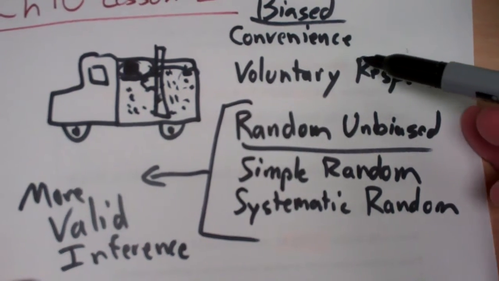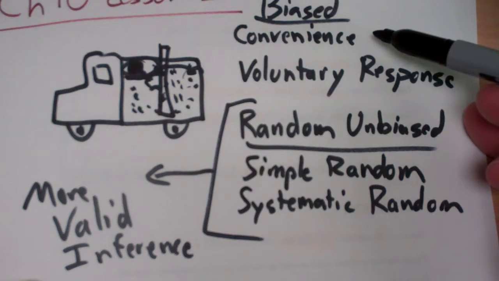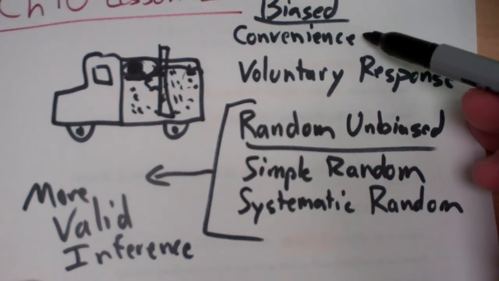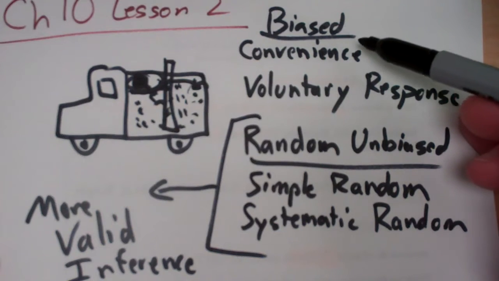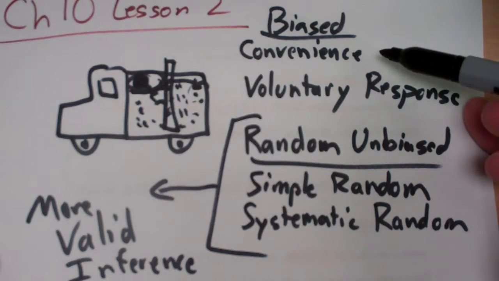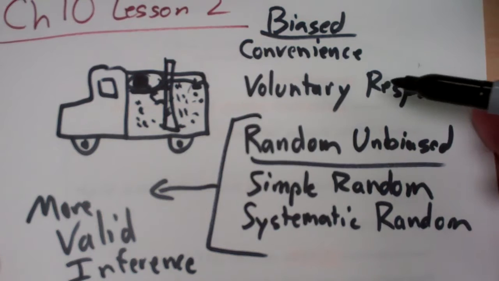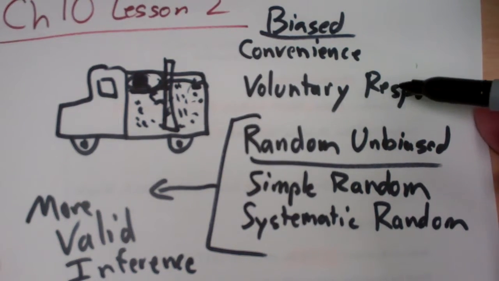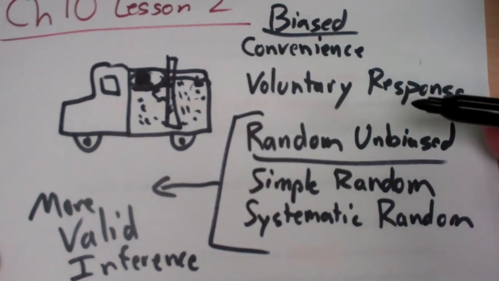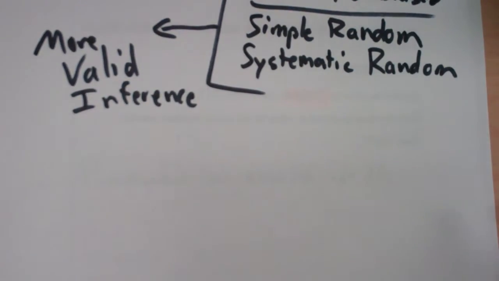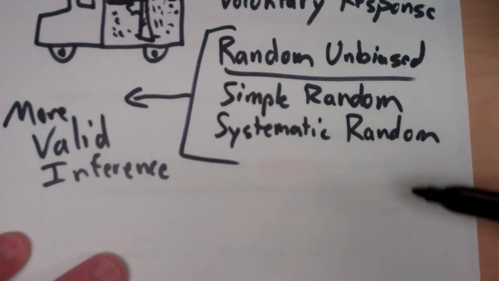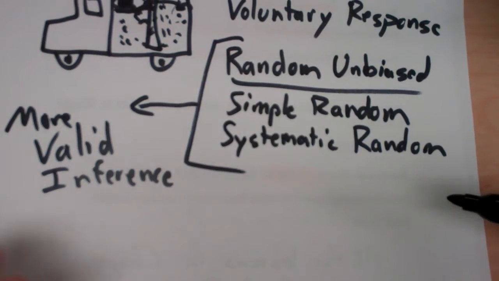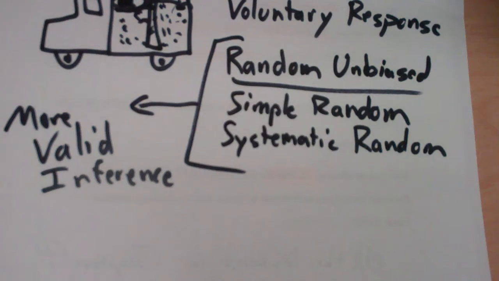So, for example, if I only talk to my friends, well, that's convenient, but don't my friends share a lot of things in common with me? Yeah, so we probably have a lot of the same answers, and so in that way I've biased my sample towards the things that my friends and I like. Or voluntary response. Only the people that really care about the issue are going to give us a response, and so we've biased them in that way. Okay? So our goal here is to make it as random as possible. That means everybody has the same probability. Make it unbiased by getting a simple random or a systematic random response.